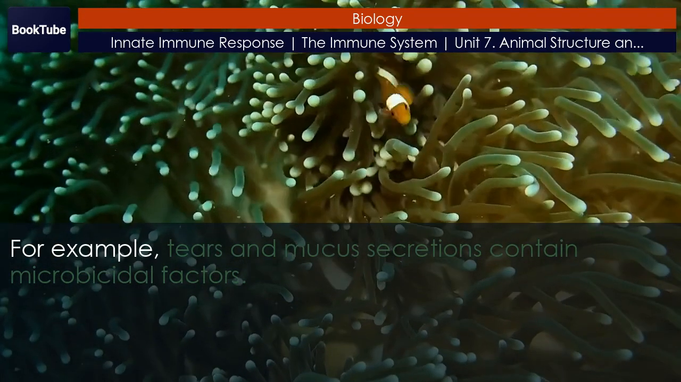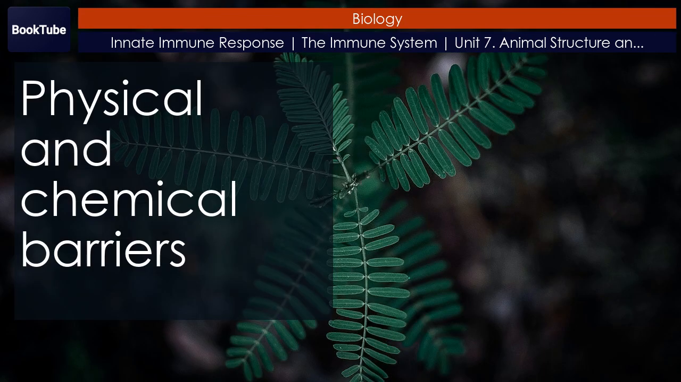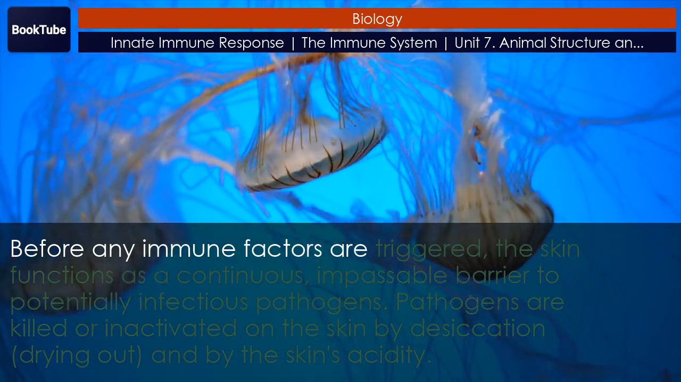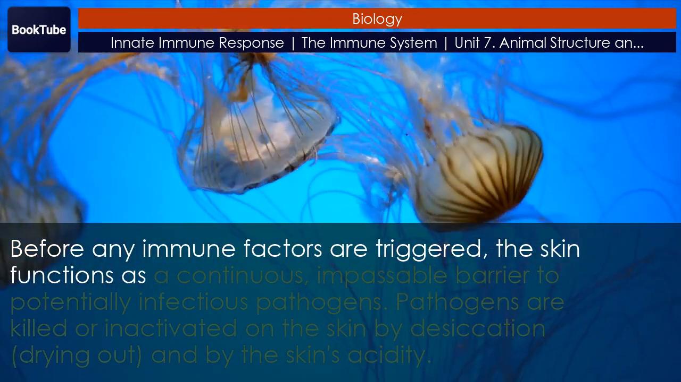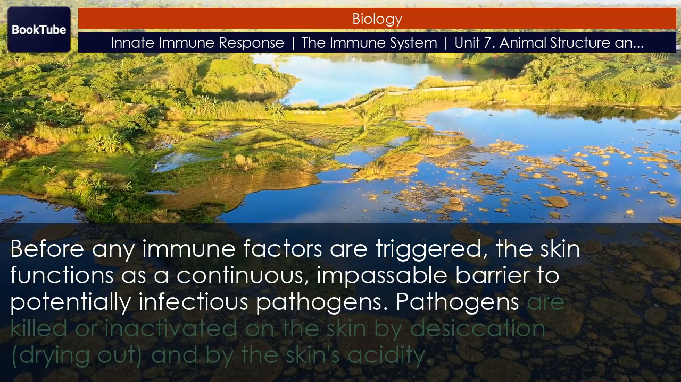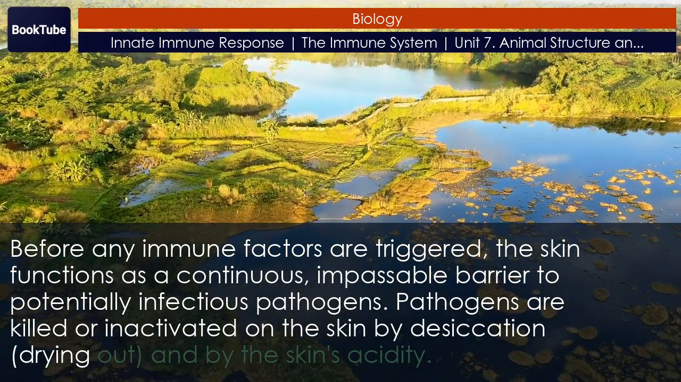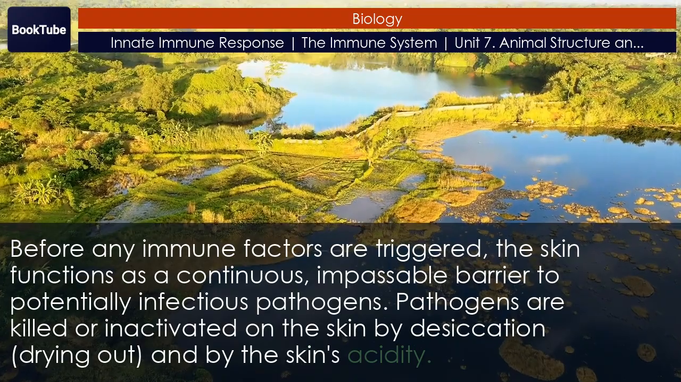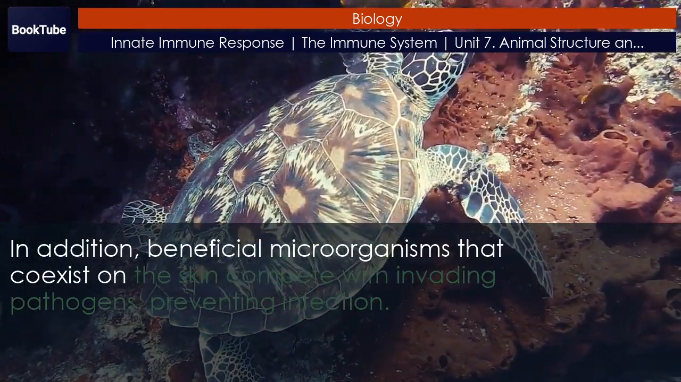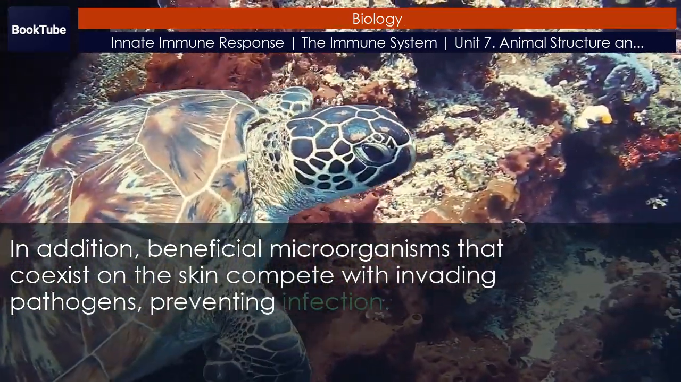For example, tears and mucus secretions contain microbicidal factors, physical and chemical barriers. Before any immune factors are triggered, the skin functions as a continuous, impassable barrier to potentially infectious pathogens. Pathogens are killed or inactivated on the skin by desiccation, drying out, and by the skin's acidity. In addition, beneficial microorganisms that coexist on the skin compete with invading pathogens, preventing infection.